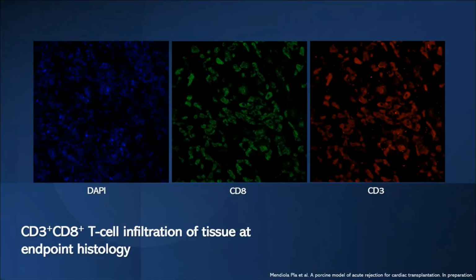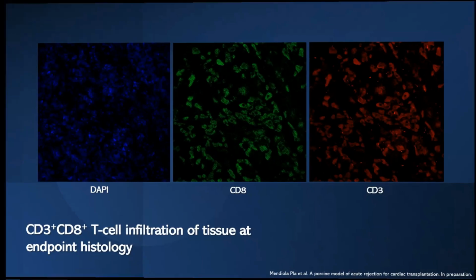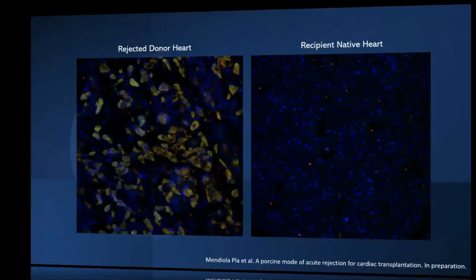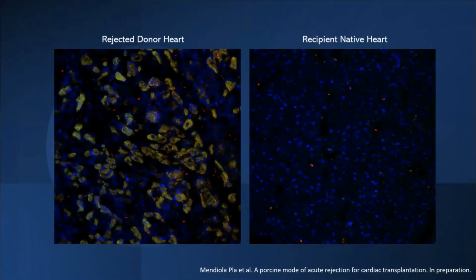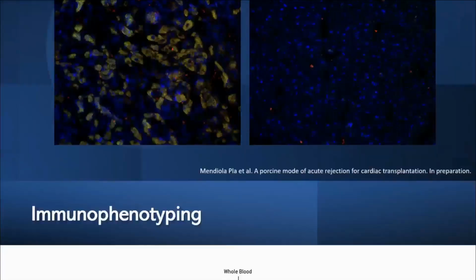This is showing that the rejection is a CD3, CD8 T cell infiltration at the time of the endpoint histology of rejection. And this is showing what it looks like from the T cell perspective of the rejected donor heart, where it's highly infiltrated with T cells, and then the native heart of the recipient, there's no T cell infiltration.